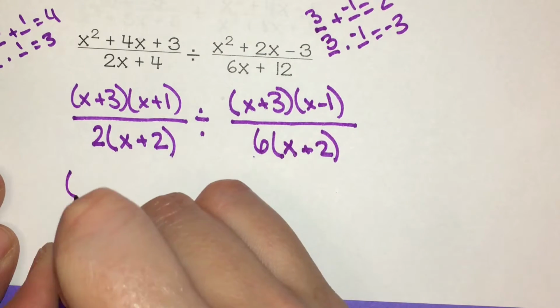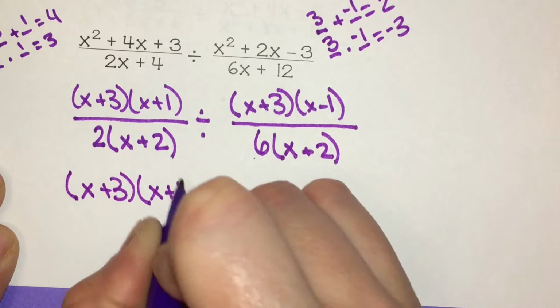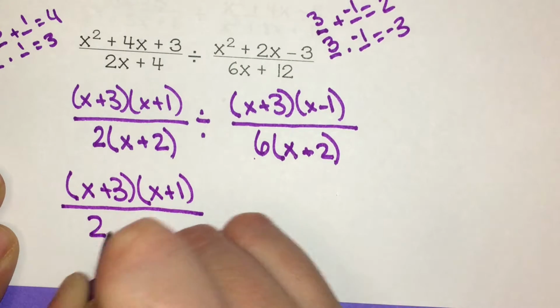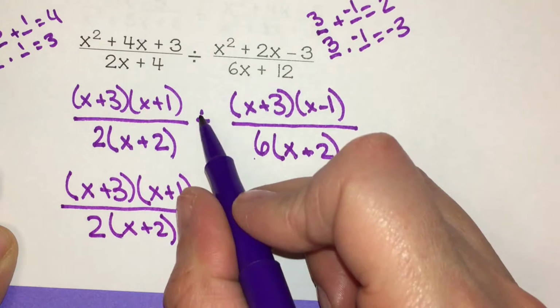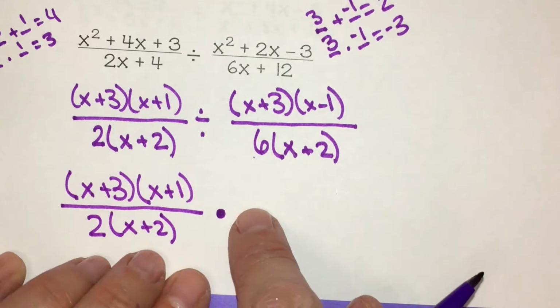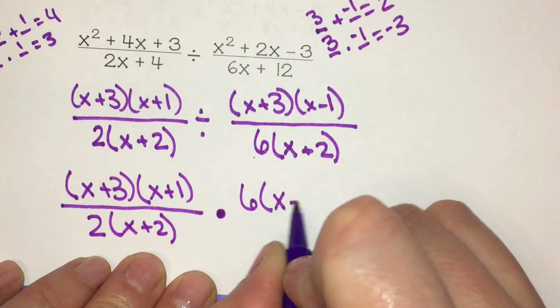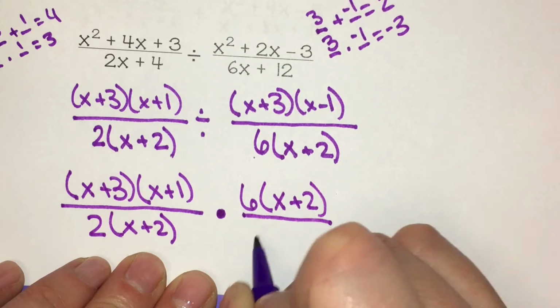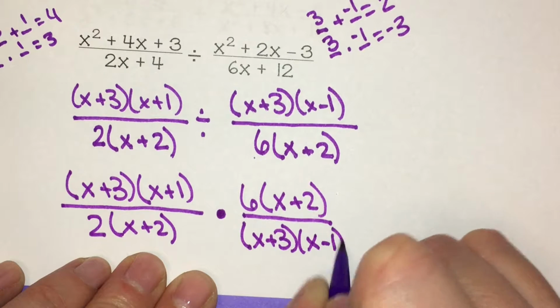So I'm going to keep my first fraction the same, x plus 3 times x plus 1 over 2 times x plus 2. Change it, change division to multiplication, and flip it, flip your second fraction over. So on top is 6 times x plus 2, and on bottom, x plus 3 times x minus 1.